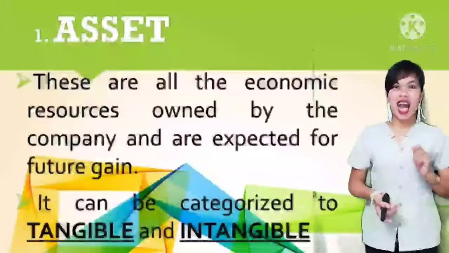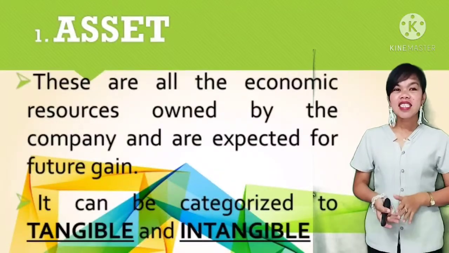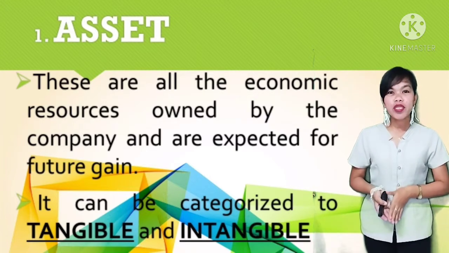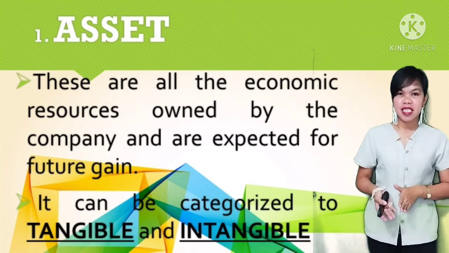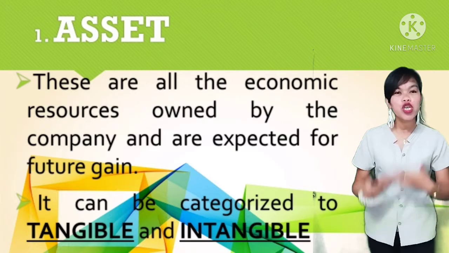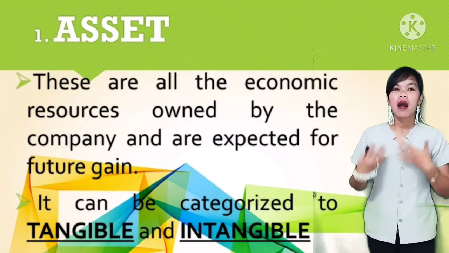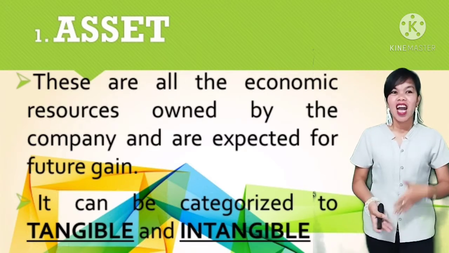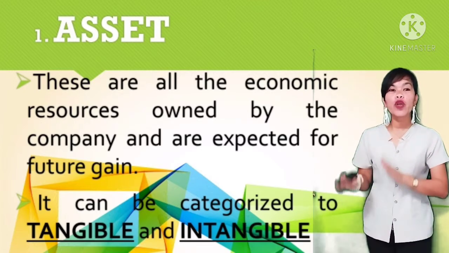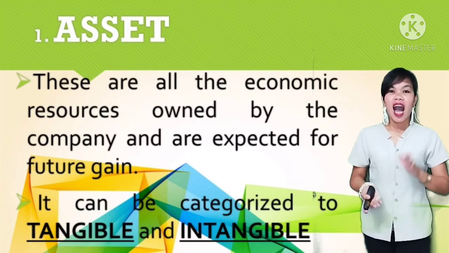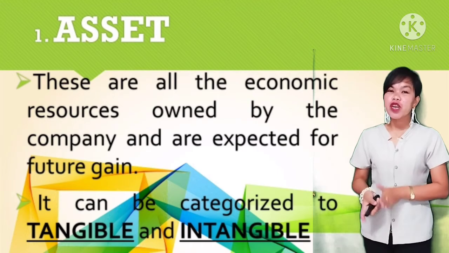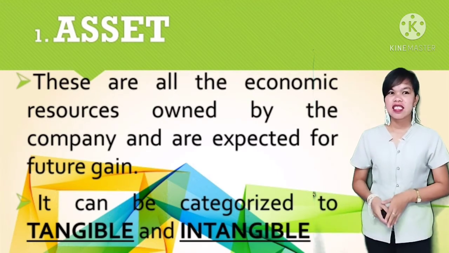Number 1 is asset. Assets are all the economic resources owned and controlled by the business and are expected to give future gain and future benefits. They include property and rights of value owned by the company. An asset has a cash value or can be converted into cash.